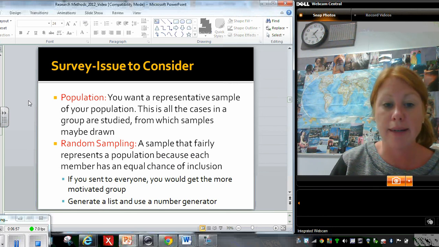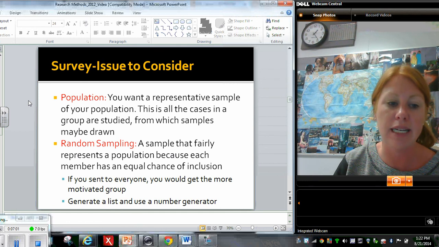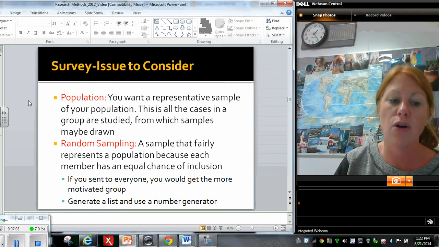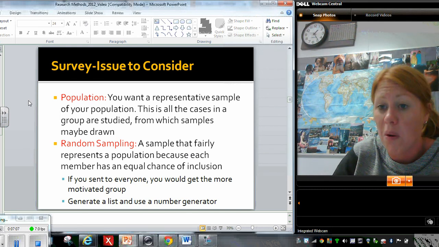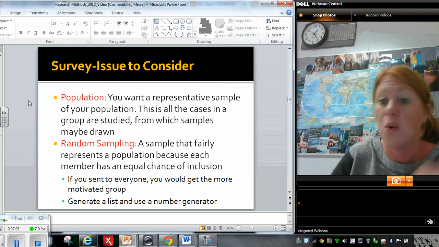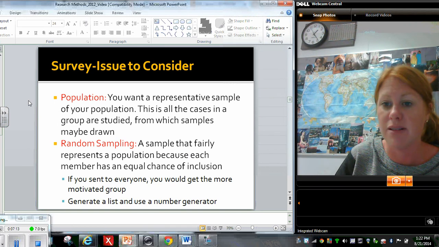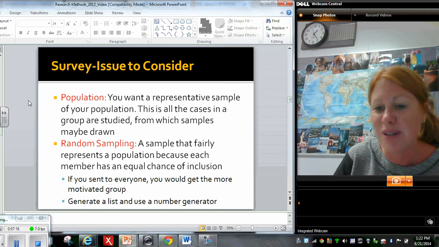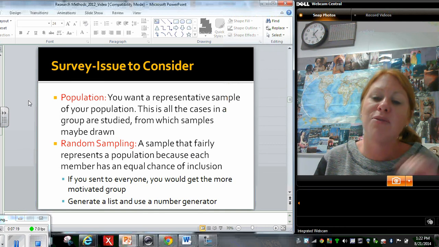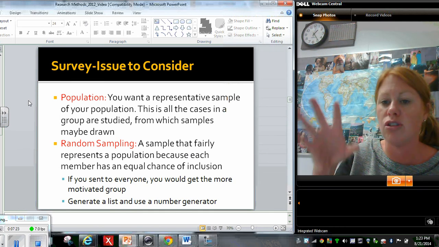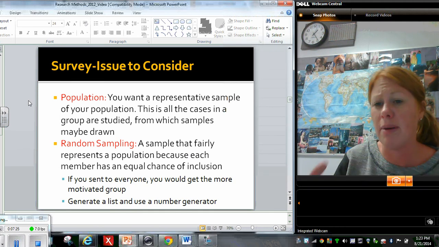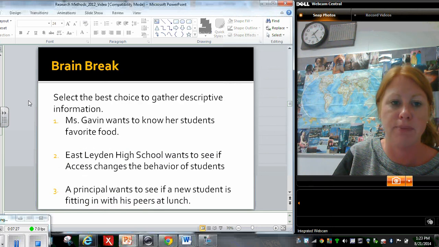They say to do random sampling, which is a sample that fairly represents a population because each member has an equal chance. So if you sent the survey to everyone in the school, you'd get more responses from the motivated students, maybe the students who write stuff down, or maybe just the seniors because they're more prone to do stuff. I don't know. So they say to generate a list and use a number generator and send it out to those people, because then it's based on a fair representative sample.